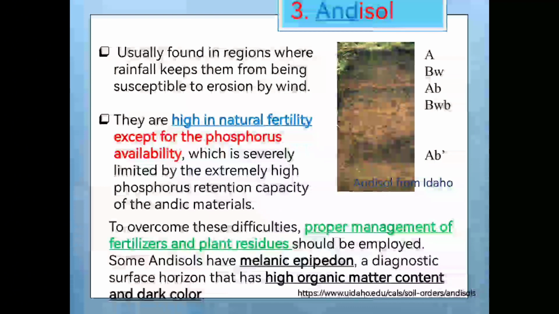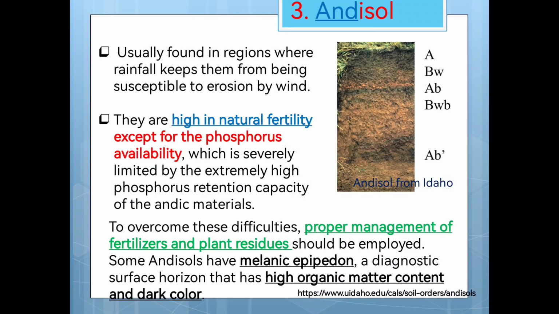So they are usually found in regions where rainfall keeps them from being susceptible to erosion by wind, and they are high in natural fertility. Most of the andisols are high in fertility except for the phosphorus availability. Mababa ang kanyang, hindi available ngayon ang phosphorus in this type of soil because of extremely high phosphorus retention capacity of the andic materials. So to overcome these difficulties, proper management of fertilizers and plant residues should be employed in andisols. Some andisols have melanic epipedon, a diagnostic surface horizon that has high organic matter content and dark color. So that is andisol.